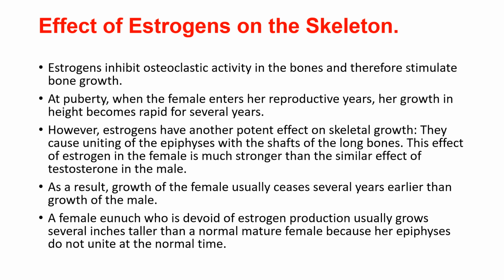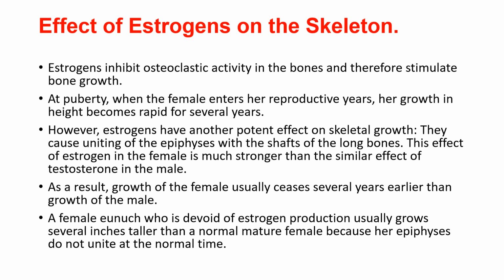Effect of estrogens on the skeleton. Estrogens inhibit osteoclastic activity in the bones and therefore stimulate bone growth. At puberty, when the female enters her reproductive years, her growth in height becomes rapid for several years. However, estrogens have another potent effect on skeletal growth. They cause uniting of the epiphyses with the shafts of the long bones. This effect of estrogen in the female is much stronger than the similar effect of testosterone in the male. As a result, growth of the female usually ceases several years earlier than growth of the male.